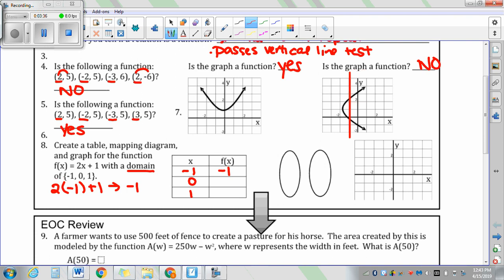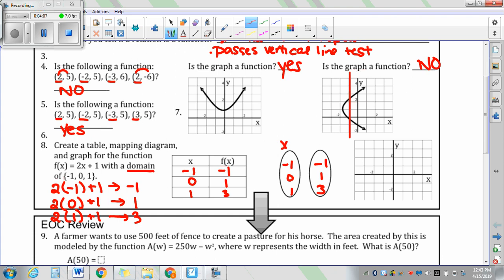So (-1, -1) will be a coordinate point. If I plug in 0, 2 times 0 plus 1 will give me 1. So (0, 1) will be a coordinate point. And if I plug in positive 1, 2 times 1 plus 1 will be 3. So (1, 3) will be a coordinate point. So there's my table.